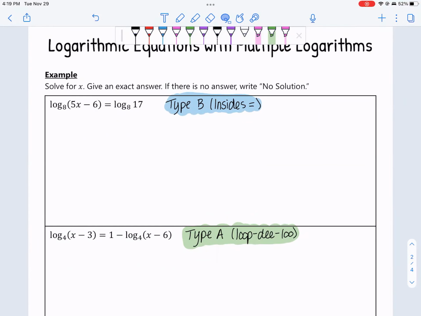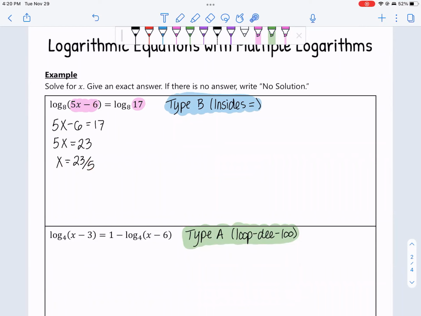So here we have two logarithms that equal to one another. Their bases are the same. So I can take the insides and set them equal. So we have 5x minus 6 is equal to 17. If I add 6 to both sides, I'm going to get 23. 5x equals 23. Dividing both sides by 5, I get x equals 23 over 5.